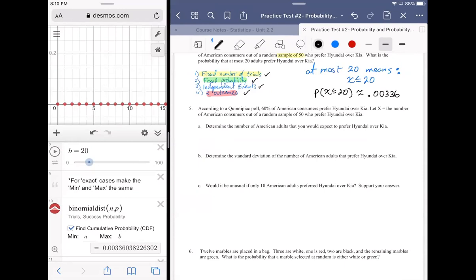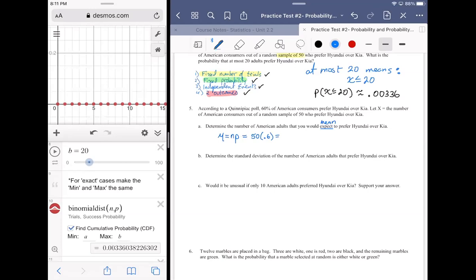All right. Number 5 is related to the same scenario, so it's still binomial. Determine the number of American adults you would expect to prefer Hyundai over Kia. Expect, or expected value anyway, is another way of saying the mean. So that's mu equals np. So I could write it, like I could say 50 times 0.6 and then use a calculator to figure out that answer, but I'm not going to. I'm going to sit tight on that for a second.